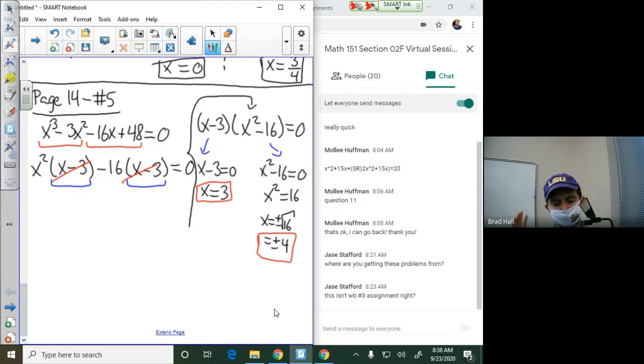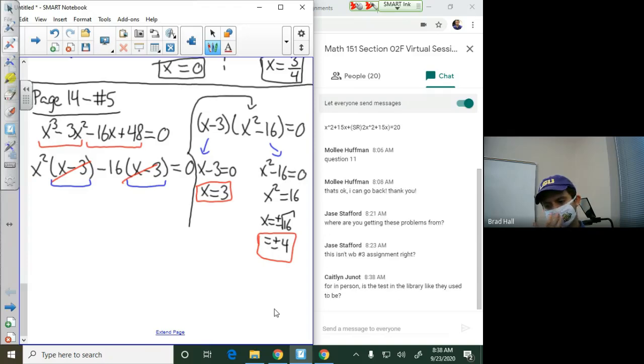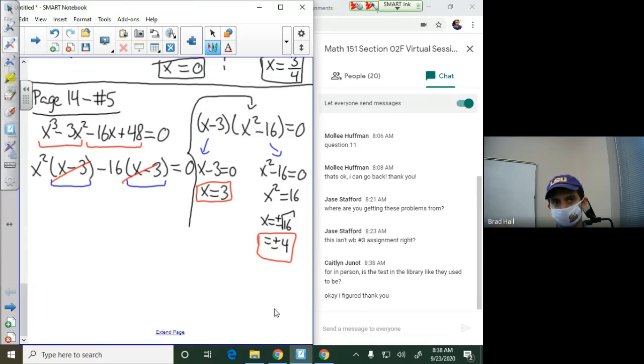So, and again, I sent out an email maybe a few days ago. Yes, Caitlin. For those of you who have had 105 or maybe 151 before, the test is going to be in the map lab where the tutoring hours would be at. So you would take the test there, for those of you familiar with that.